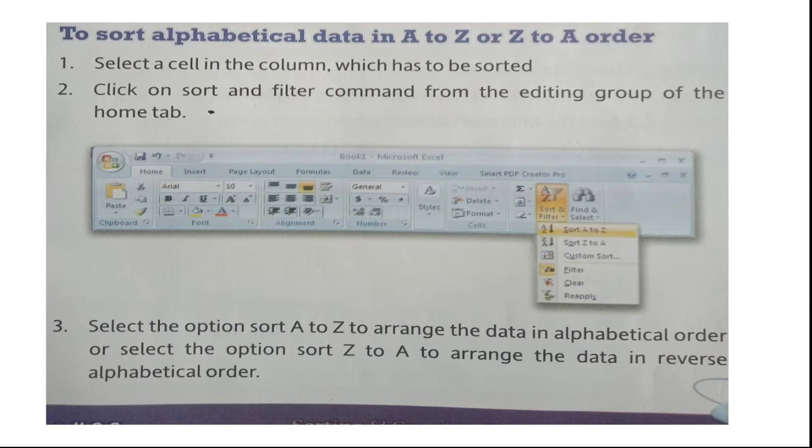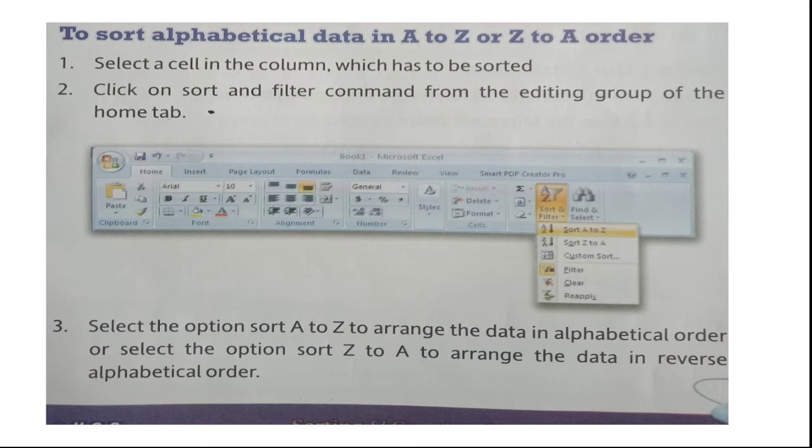What are the steps involved? The first step is to select a cell in the column which has to be sorted. Suppose all the names are in column C. Then I have to select the C column or select the items. I'm selecting all the data. Selecting is the first step. Then click on the sort and filter command from the editing group of the home tab.